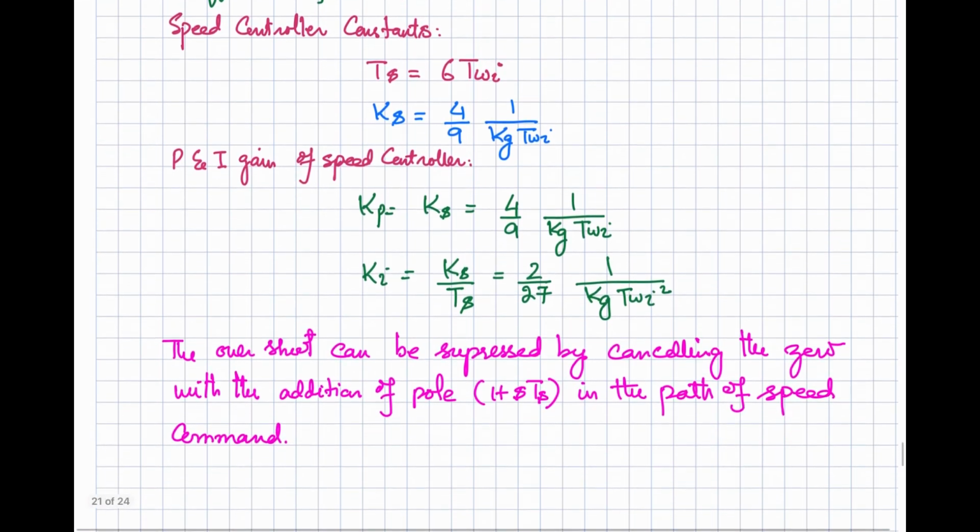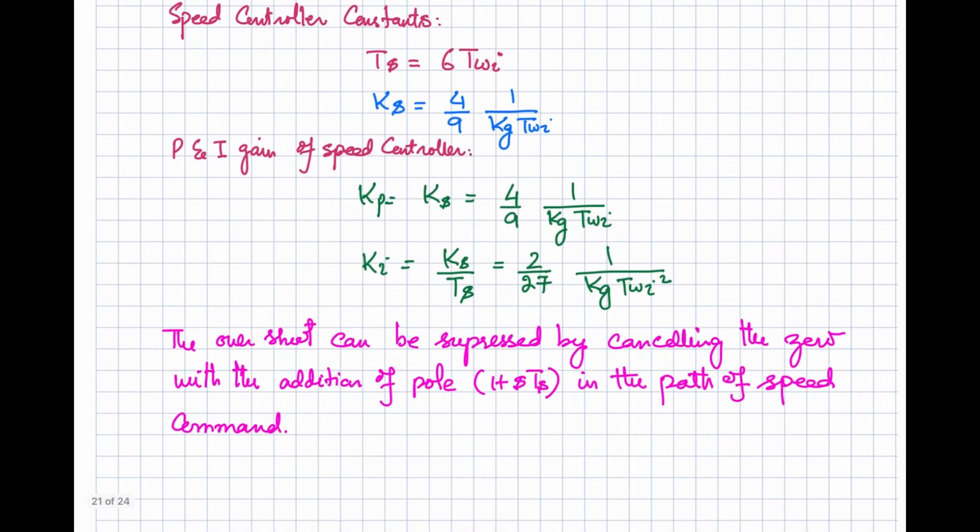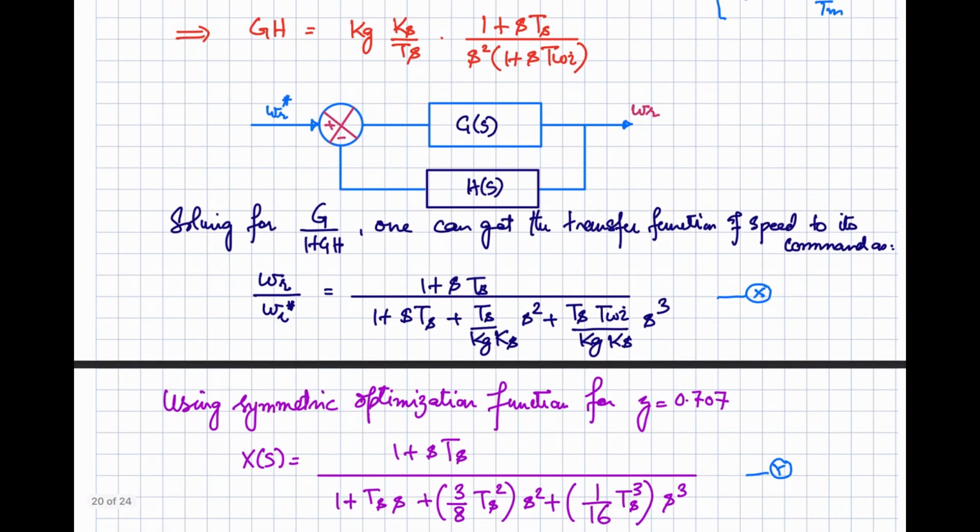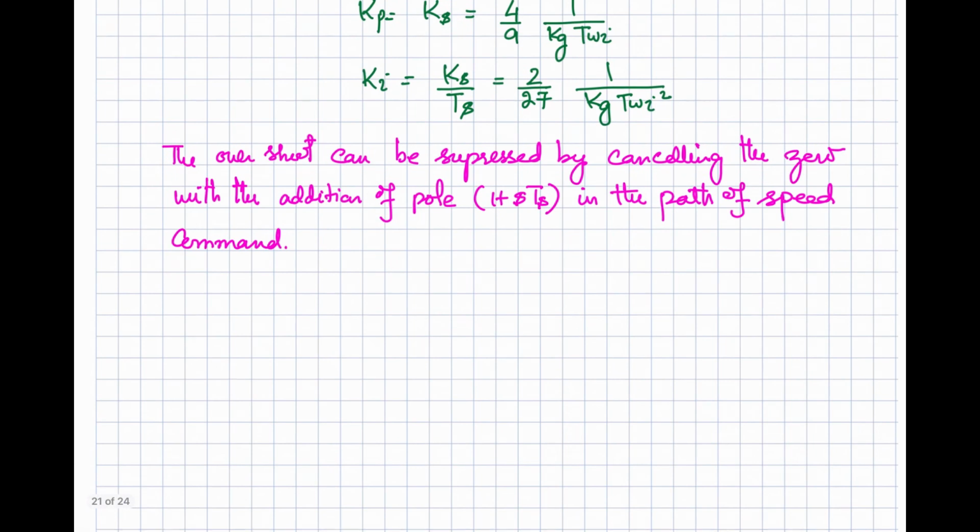So overshoot is observed in the response of your speed control, and that can be suppressed by cancelling the zero with the addition of a pole, that is 1 plus sts, because if you look at this transfer function, there is a zero over here, right? So you can cancel this zero by introducing another pole at 1 plus sts in the path of the speed command, and you can get rid of the overshoot that is there in the control loop, or in the speed loop.